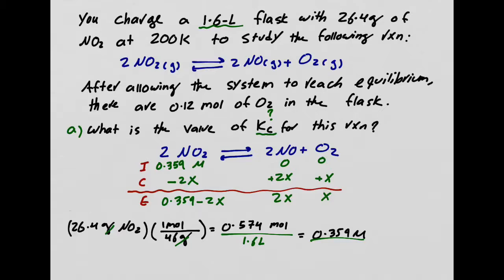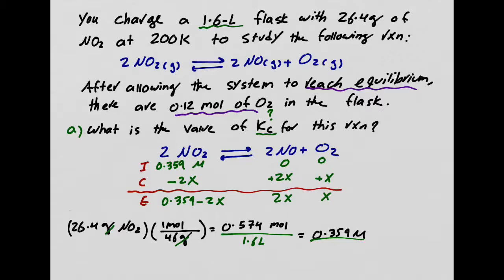Okay. Now they're asking me for the Kc value, the K equilibrium. If I had been given K equilibrium, I could solve for x. But I'm not given K equilibrium. I want K equilibrium, so x has to somehow be given to me. Is x somehow given to me? Yeah. They said after allowing the system to reach equilibrium, there are 0.12 moles of O2.